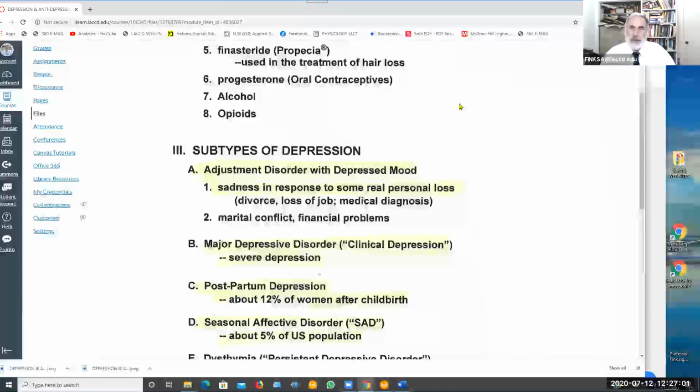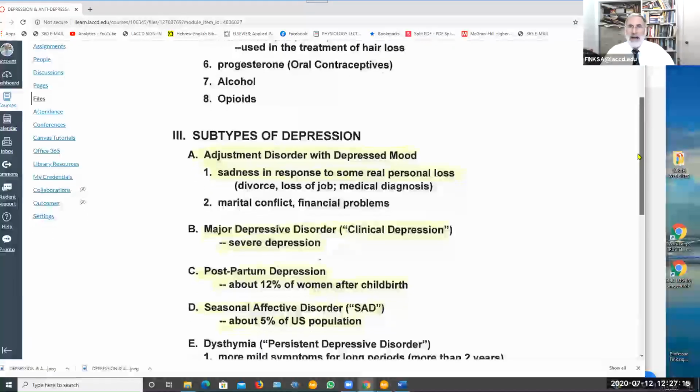Now, as we mentioned earlier, there are different types of depression. The most common depression that we all experience in our lives is technically called an adjustment disorder with depressed mood. And it really means exactly what it says. This is sadness in response to a real personal loss, and the person has to adjust. It'll take a while for them to heal from the divorce, a loss of job, a medical diagnosis, financial problems, and so on. And they will be depressed. But the good news is most people heal after a number of months from this and come out of it adjusted, having made the adjustment.